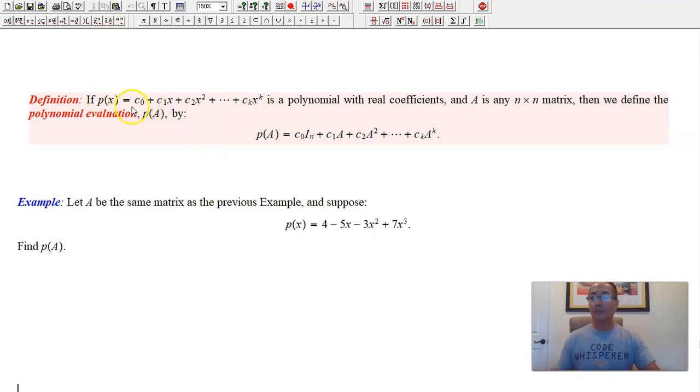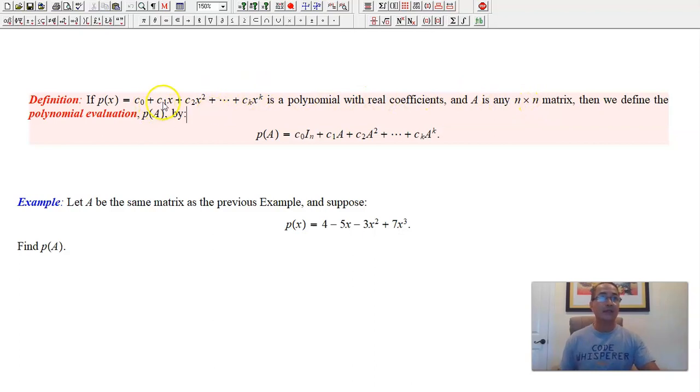So here's a polynomial, p of x equals c sub 0 plus c1 x plus c2 x squared, and so on, up to ck x to the k. And suppose that you have a square matrix, an n by n matrix. We can define the polynomial evaluation, p of A, by the first term, c0. Well, there's no x there. So we're going to turn c0 into a matrix simply by multiplying it by the n by n identity matrix, the same size identity matrix as the matrix A.